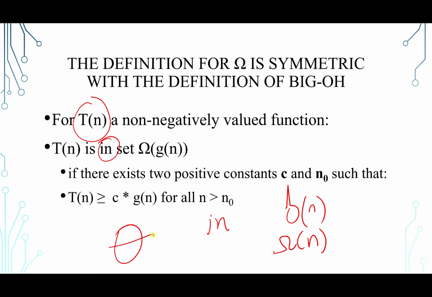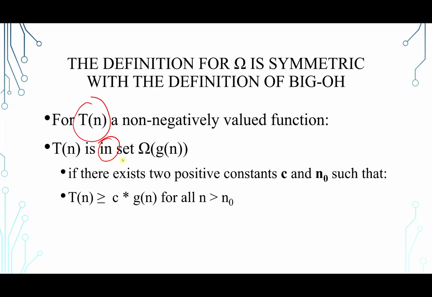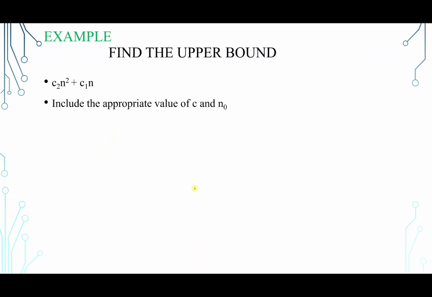So, going back to explaining what is big omega: T of n is in the set big omega of g of n if there exist two positive constants c and n0 such that T of n is greater than or equal to c times g of n, for all n greater than n0. So it's very similar to the big O notation, except that it is looking for the lower bound.